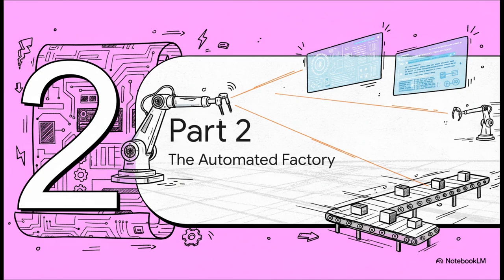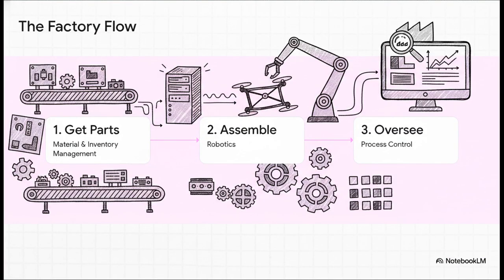Okay, the blueprint is approved. The order has been sent. Now we enter part 2, the automated factory. I want you to forget those old images of dark, greasy workshops. This is a clean, humming ecosystem where our digital instructions finally meet the physical world. The modern factory is really like a digital symphony, and it's in 3 parts.